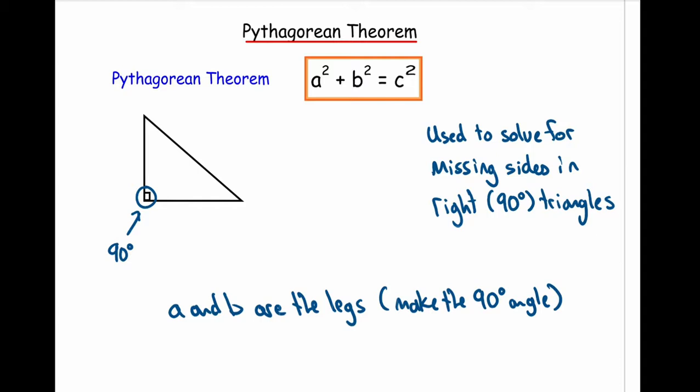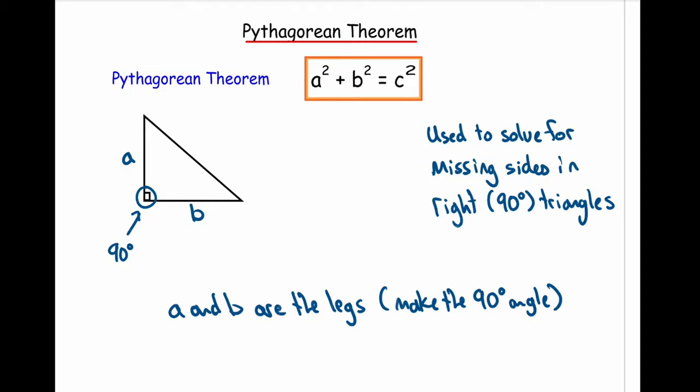So if we look at our triangle, the two legs or the two sides that make the 90-degree angle are this bottom one and this side one. Now it doesn't matter which one you actually label A and B. You could actually label it the other way around, like this, because in our formula, when we're adding them together, order doesn't really matter.